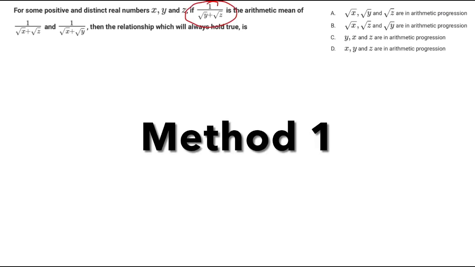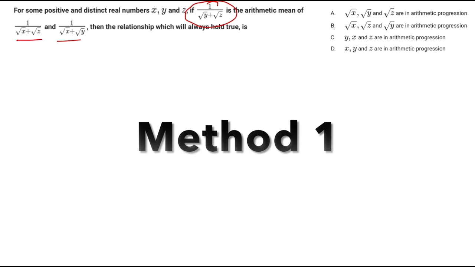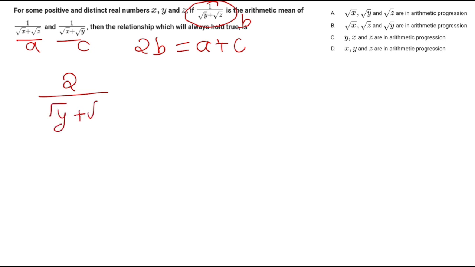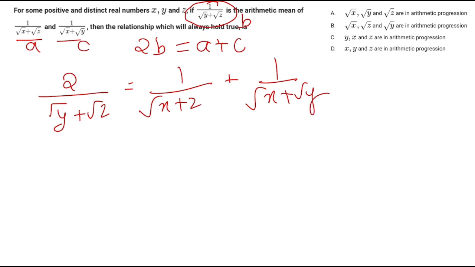Alright, so it is given that this term 1 upon root y plus root z is the arithmetic mean of these two. So if B is the arithmetic mean of A and C, we can always say that 2B will be equal to A plus C, right? So twice of 1 upon root y plus root z will be 2 upon root y plus root z. That will be 1 upon root x plus root z plus 1 upon root x plus root y. Okay, now you can take the LCM.